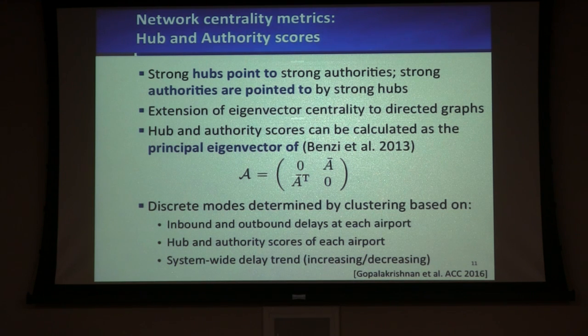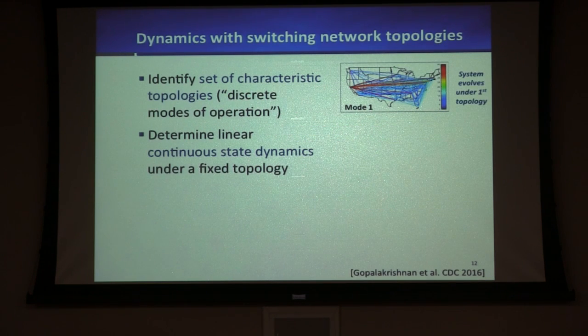I know that's a lot, so I'm just going to show you what kind of thing we would get if we actually clustered using these matrices. Okay, before that, the bottom line of this is going to be a hybrid system. The dynamics is going to have discrete modes of operation, but it's going to switch between these discrete modes, and there's going to be a continuous dynamics of the state within each of these modes.